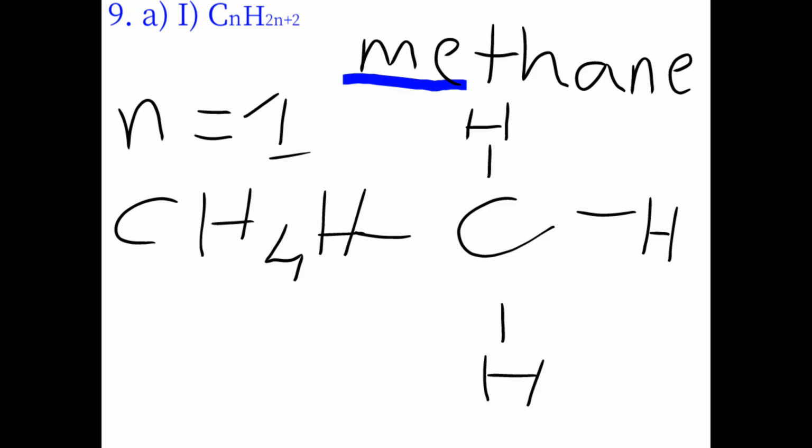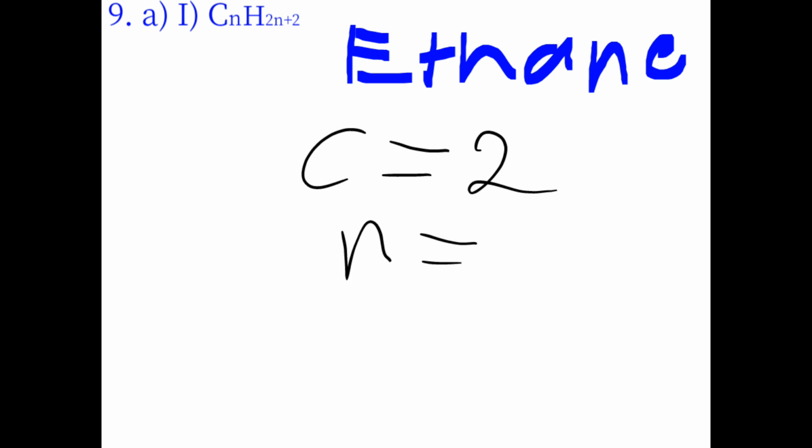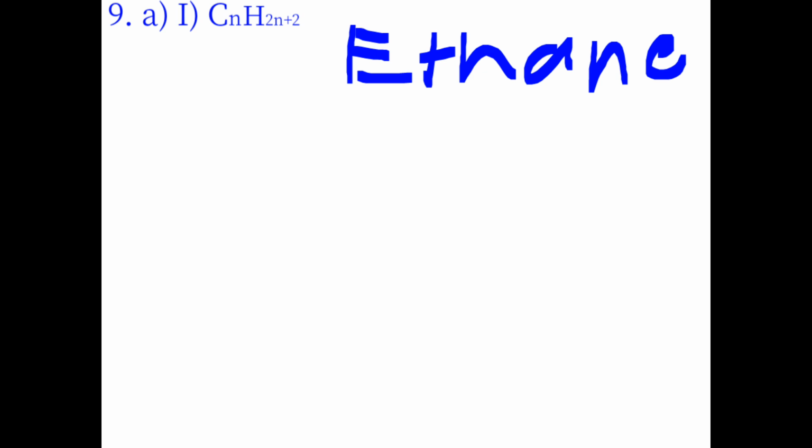As you can see, the hydrogens: 1, 2, 3, 4. Another example is ethane. This is the next compound after methane. Since it comes second on the list, the number of carbon atoms it has is 2, and this is the number which n will represent.